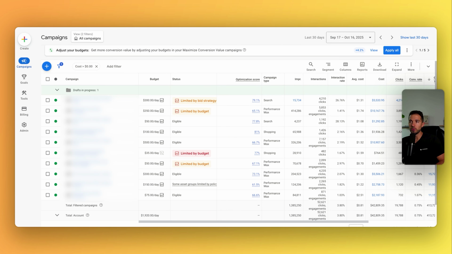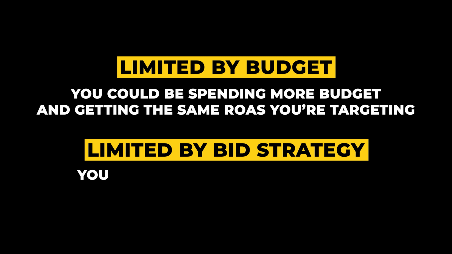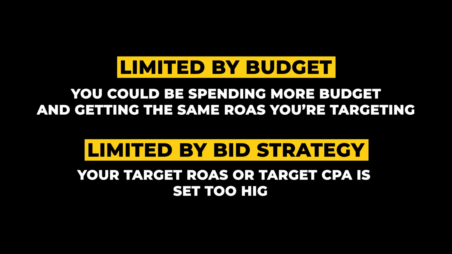Section 3 is general account mistakes, and we start with campaigns that are either limited by budget or limited by bid strategy. When you see limited by budget or limited by bid strategy next to a campaign, it means Google has more opportunities to drive conversions, but your settings are holding it back. That's wasted potential. So to check if this is affecting you, go to campaigns and check the status column. Limited by budget essentially means that you could be spending more budget and getting the same ROAS that you are targeting. Limited by bid strategy usually means that your target ROAS or target CPA is set too high, and Google can't spend within that restriction.